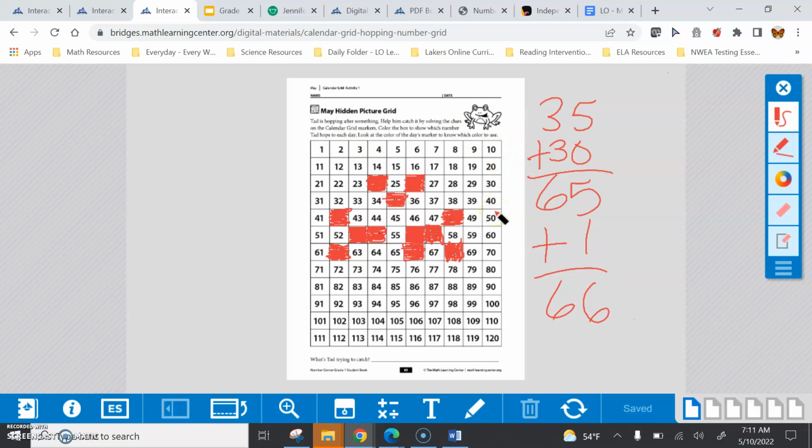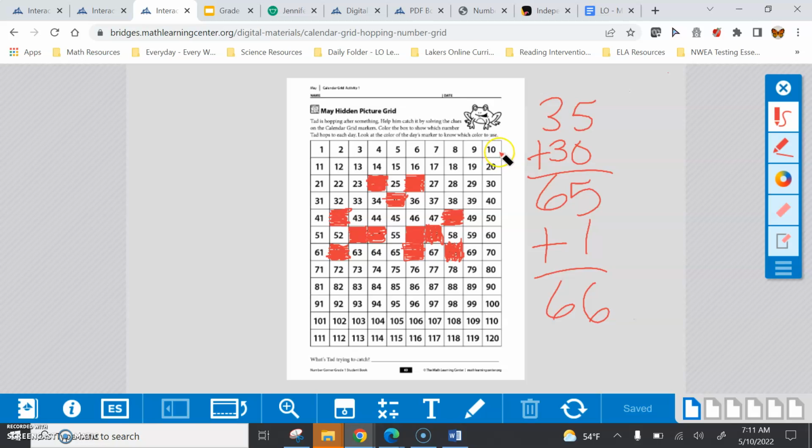What I would like you to do for the remainder of your time is actually skip count on this chart that we just used. It was in your math book. I want you to skip count today on this chart by tens, which means you're going to count by tens from 10 all the way down to 120.